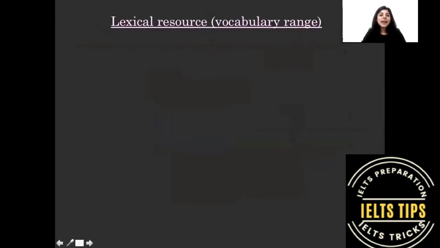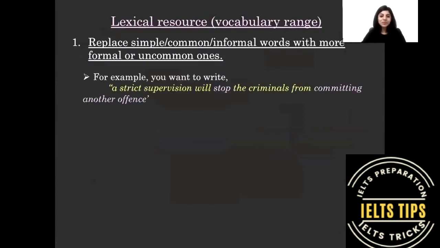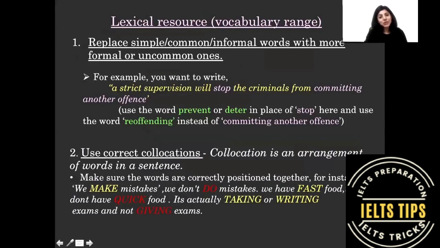All right, so let's have a look at lexical resource. So 3-4 things here. Replace simple, common, and informal words with more formal and uncommon ones. For example, you want to write, a strict supervision will stop the criminals from committing another offense. Use the word prevent or deter in place of stop here, and use the word re-offending in place of committing another offense. That'll make it, a strict supervision will prevent the criminals from re-offending. Isn't that better?